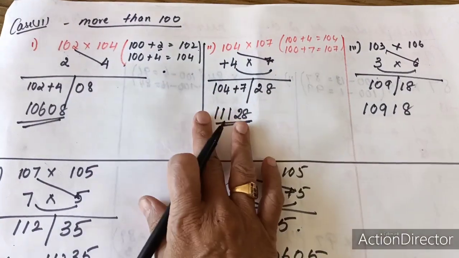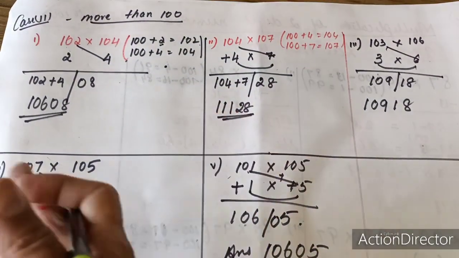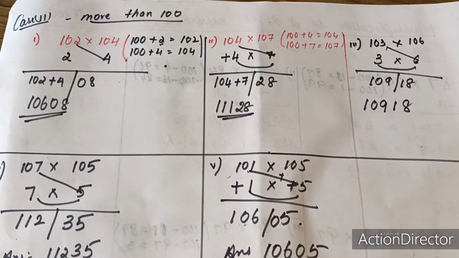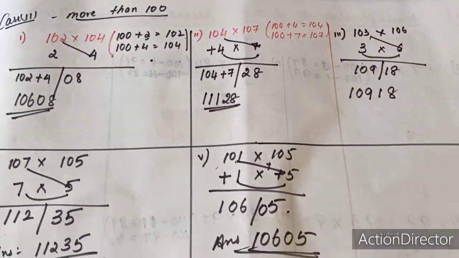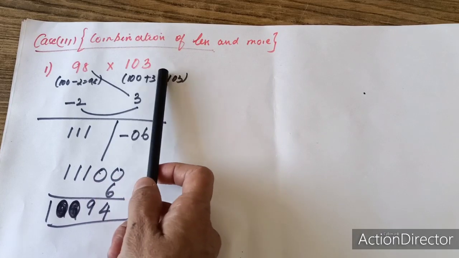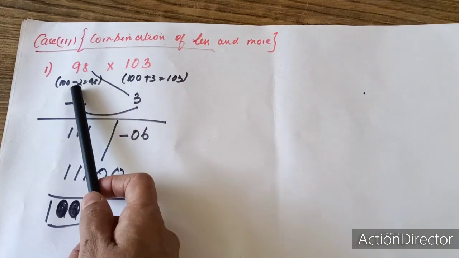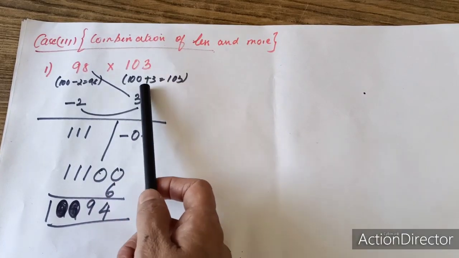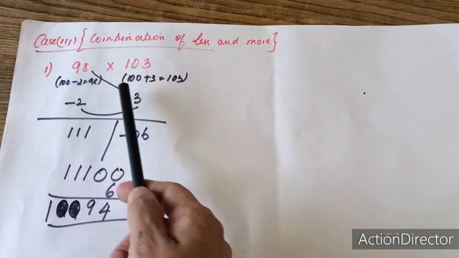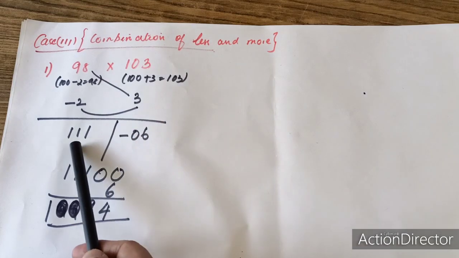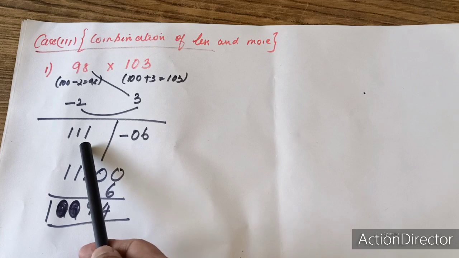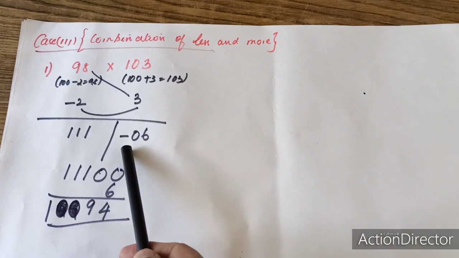Now let us see case 3 where one number is less than 100 and the second number is more than 100. Going to see case 3, combination of less and more. 98 multiplied by 103. 100 minus 2 is 98 and 100 plus 3 is 103. So I will write minus 2 and 3 over here. So 98 plus 3 will be equal to 101, or also you can do 103 minus 2, that is also 101, and minus 2 into 3 is minus 06.